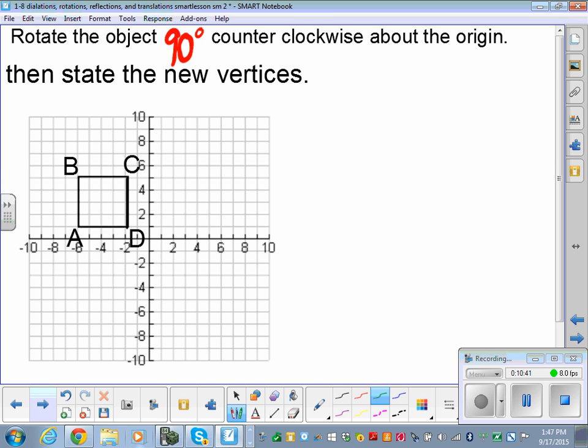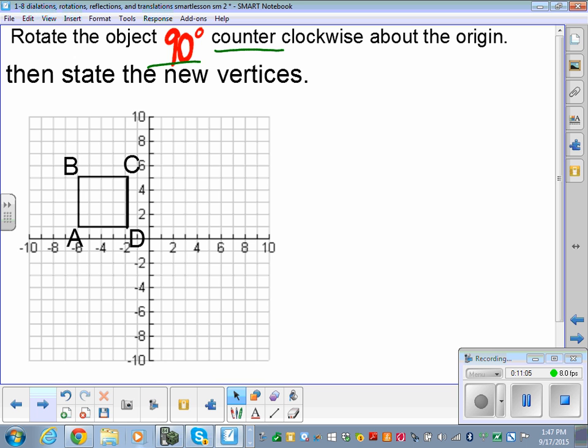So it says rotate the object 90 degrees. Now this time counterclockwise. Most important thing is to put your patty paper up against it so you can see through it. Most important thing is to draw that line so you can line it back up. This is point B, point C, vertex C, vertex A, and vertex D.